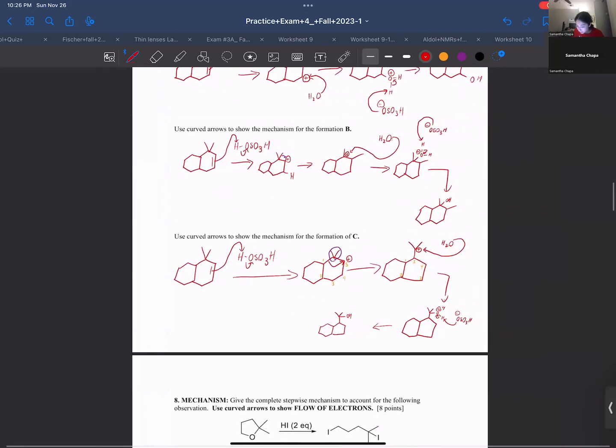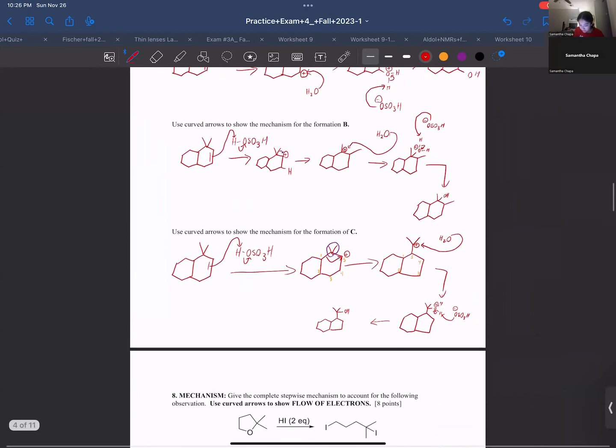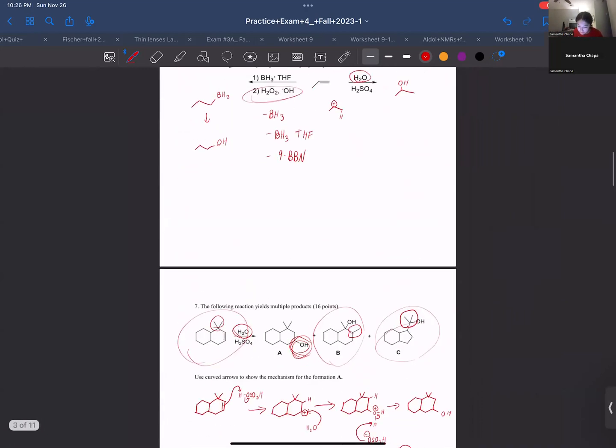And let's see if it looks like compound C. Yeah, compound C. Okay, cool. I pretty much rushed through that too, so let me know if I did anything wrong or if you have any questions.